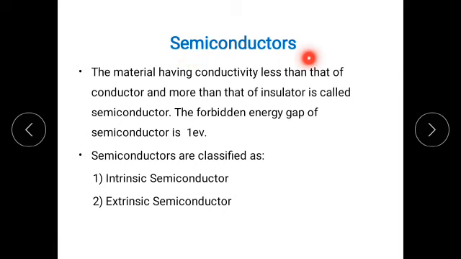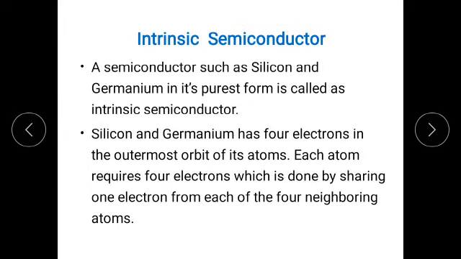And here we know what is meant by semiconductors. The material having conductivity less than that of a conductor and more than that of an insulator is called a semiconductor. There are two examples of semiconductors, that is silicon and germanium, and the forbidden energy gap for a semiconductor is 1 electron volt, and these semiconductors are classified into two types.